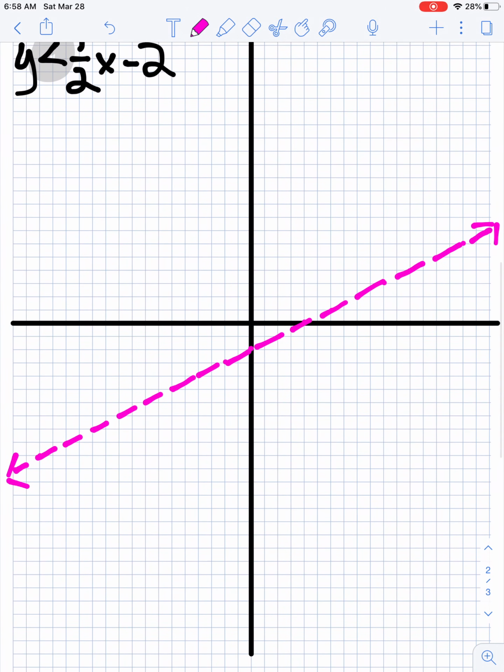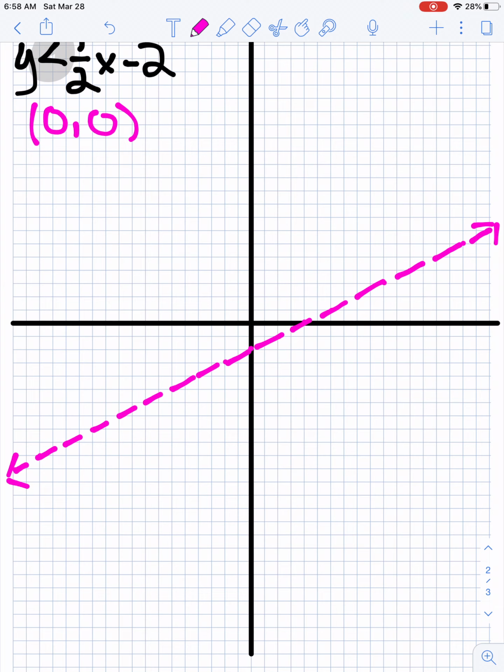All right, so we graphed it, then we decided if it was a solid line or a dotted line, and because it has the less than symbol, it was a dotted line. Okay, the next thing is to test a point. So 0, 0 does not fall on this line, so we can test the point 0, 0.